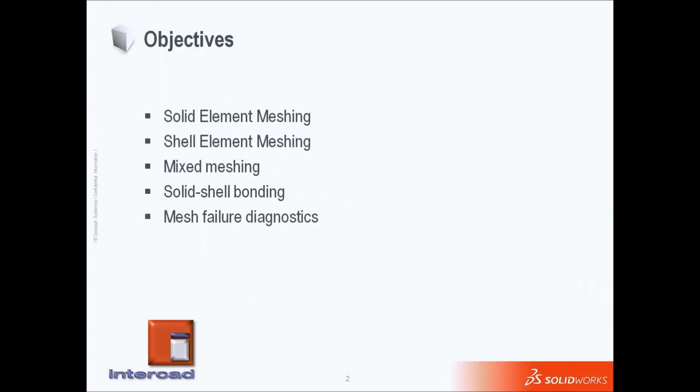So today's topic will be solid element meshing and shell element meshing, their definitions, options, and applications. We will also introduce mixed meshing, where solid and shell meshes exist in a part or assembly at the same time, and we will also highlight solid-shell bonding when we are trying to connect solid and shell elements together. We will also look at the mesh failure diagnostic options we have in this software.